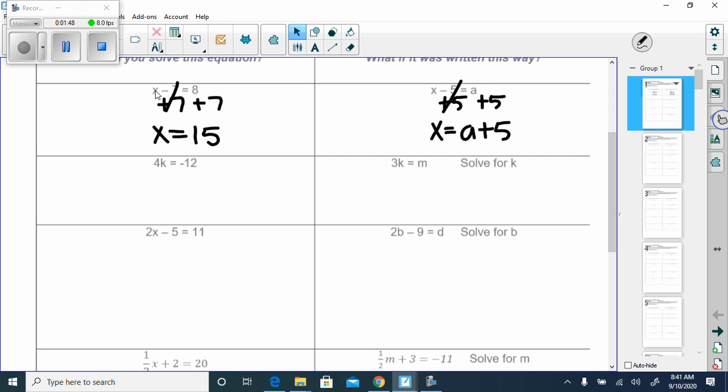So we're still going to use our same process as before. We just may not be able to combine them like we could previously. Alright? So this one right here, we've got 4k equals negative 12. How am I getting k by itself? Divide by 4. Alright? And I get that k equals, good.